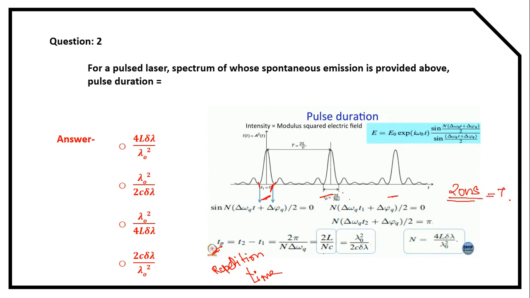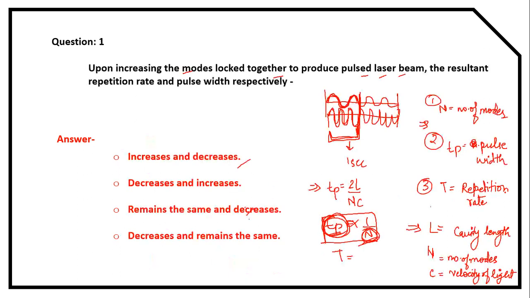That is denoted by T, and it also has some relation with the length of the cavity and the speed of light. That relation is T equals 2L upon C. Again, the variables are the same as in this equation. L is the length of the cavity, C is the velocity of light.